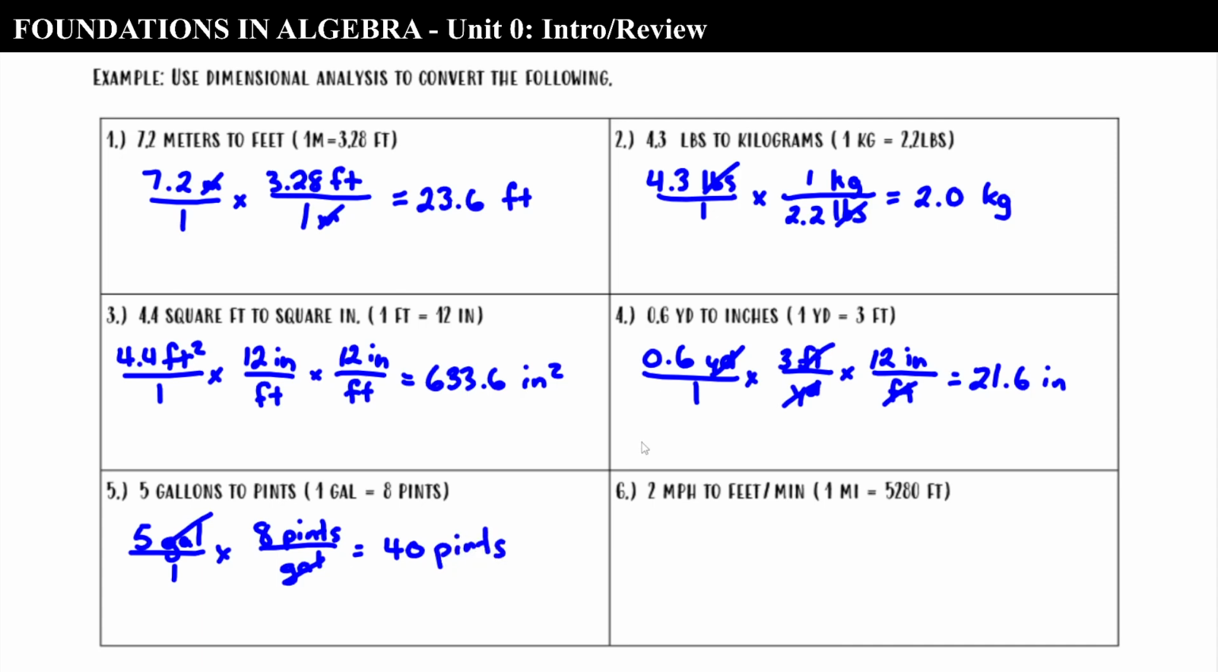Now we're going to do 2 miles per hour to feet per minute. This one's a little bit different. We're going to do 2 miles per hour, so the hours go on the bottom. This is one that starts out as a fraction, at least the units start out as a fraction. Then we want to go to feet per minute. Let's convert miles to feet first. There are 5280 feet in a mile.